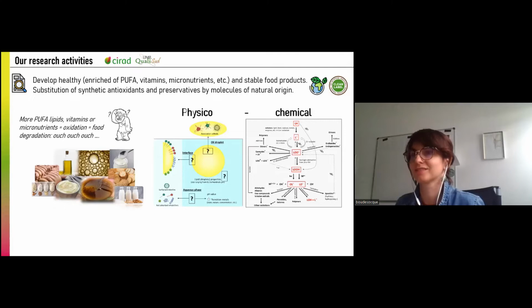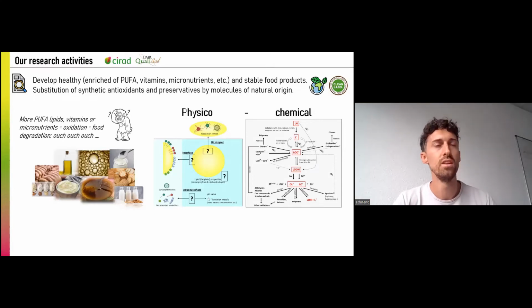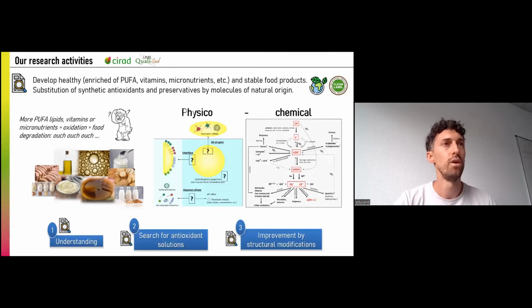Okay. The problem is that when you introduce this kind of molecules, food degradation significantly increases. So we want to investigate in two different approaches, either in the chemistry, but also in the physics, how lipid oxidation happens in the food product. In this context, we would like to better understand by using chemistry how lipid oxidation occurs regarding the structure and regarding the physics of the system, which is very, very important to drive the oxidation pathway of the food system.